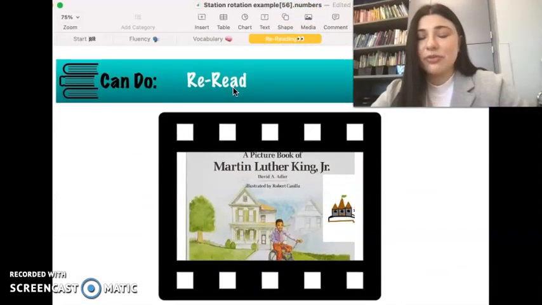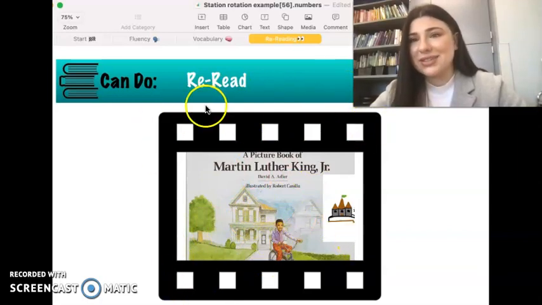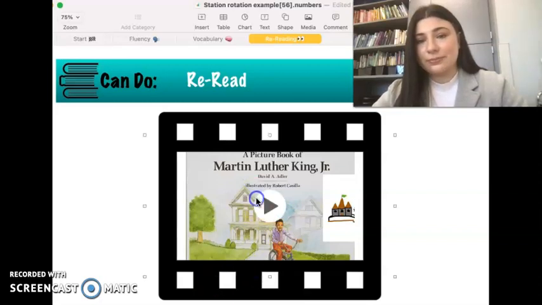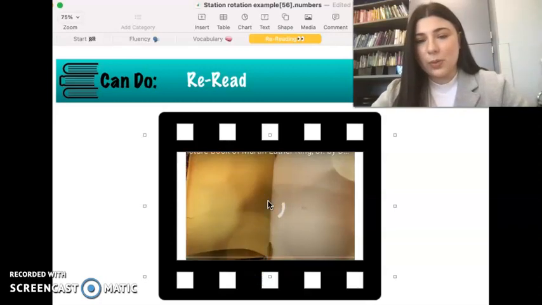And another station would have been a rereading. This video is inserted from YouTube, and this shape is rounded to stop them from being able to click that button and actually going into the YouTube platform. This allows them to watch the video, but staying in the Numbers document. So it'll load and play as a regular web video.